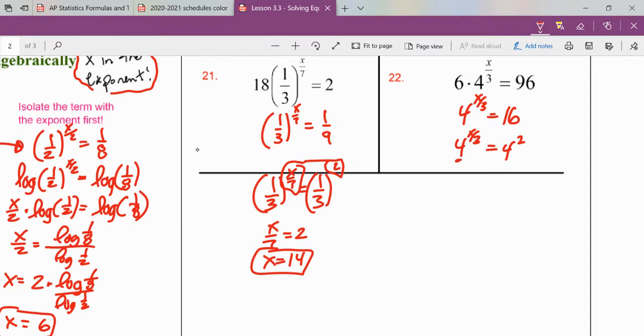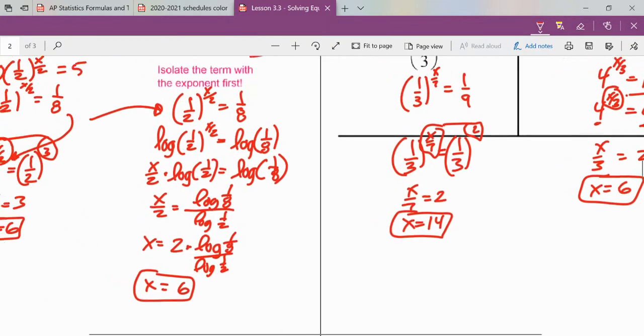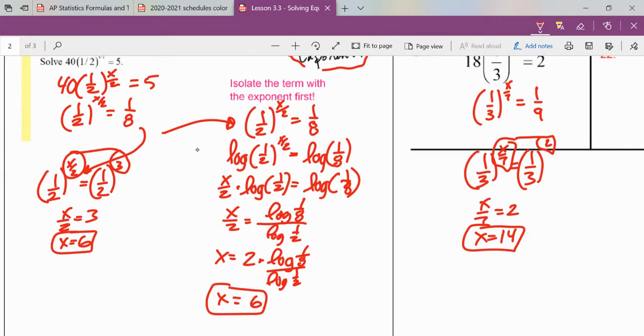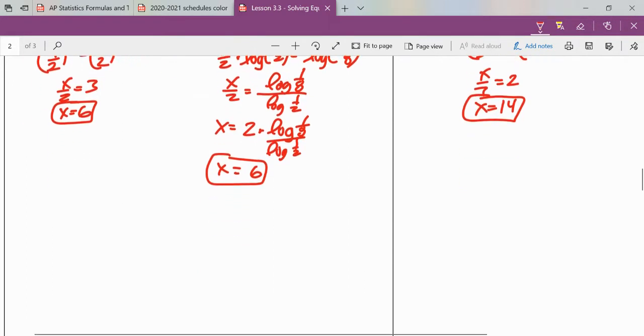So again, I've got the same bases. So all I have to do is compare the exponents. So x over 3 should be 2. Multiply both sides by 3. x equals 6 is the answer. Okay, but again, make sure you know this process over here for when you can't do that, because this will work every time, no matter what that fraction is on the other side. But again, rely on the shortcut if you can do it.